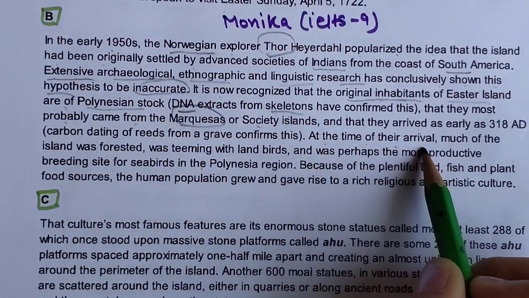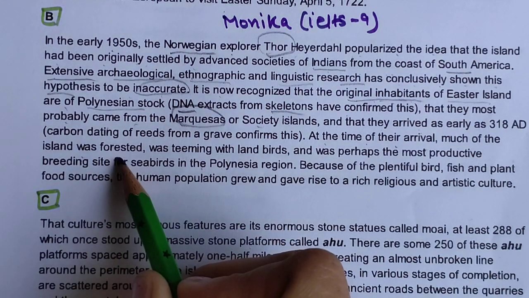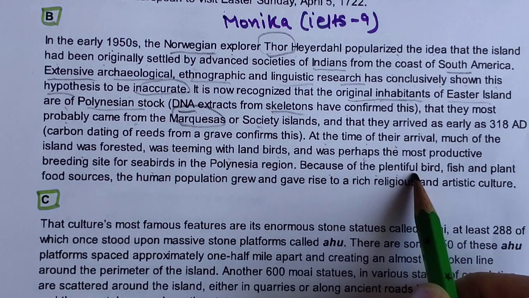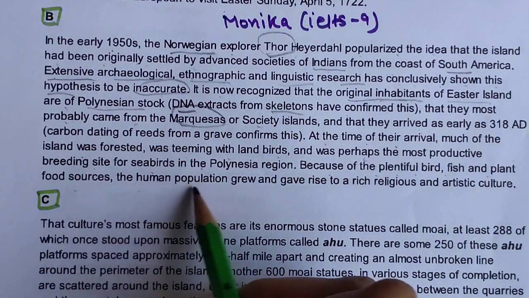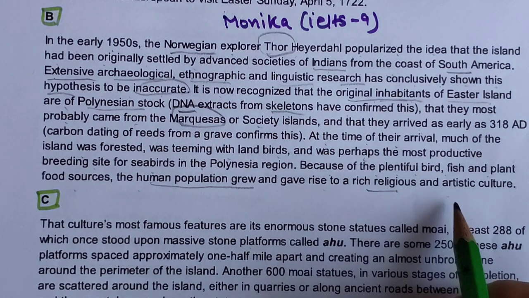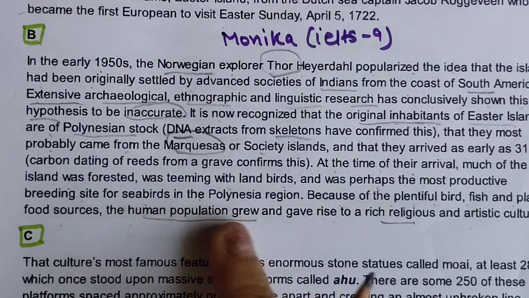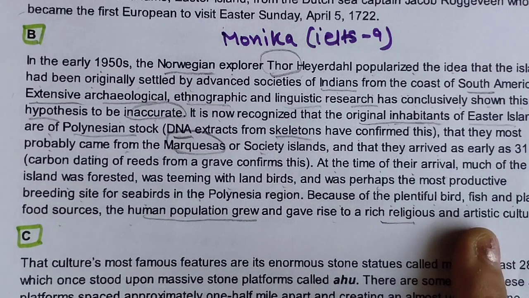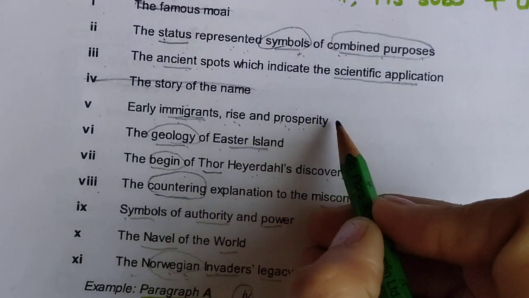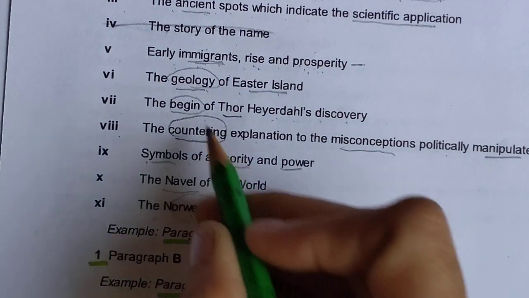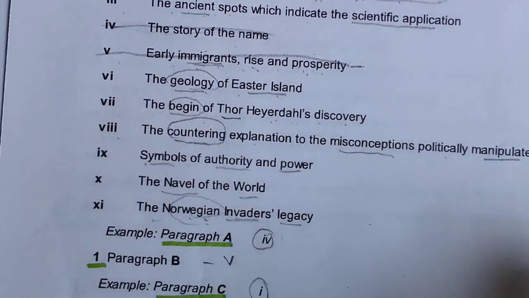At the time of their arrival, much of the island was forested and teeming with birds, the most productive. Because of this plentiful bird and fish supply, the human population grew and gave rise to a rich religious and artistic culture. See this: the human population grew and gave rise to a rich religious and artistic culture. So this will come with paragraph B. With B we will write fifth number and cut it from the list of options.